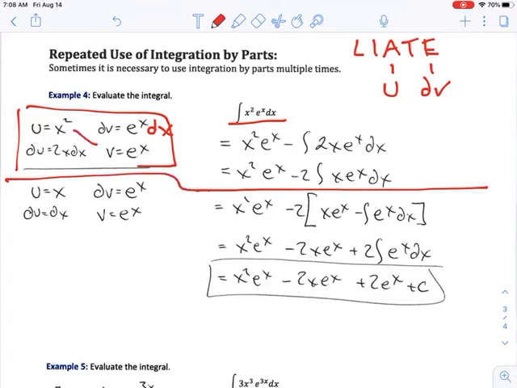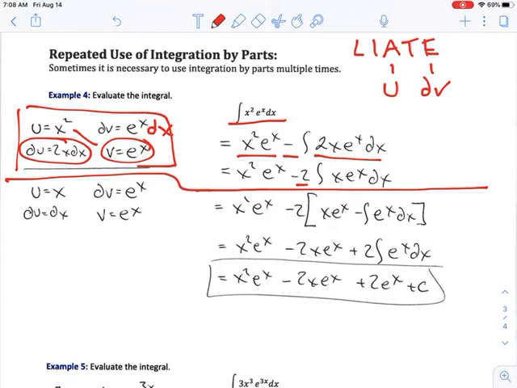We have x squared times e to the x minus the integral of e to the x times 2x dx. We can bring the 2 out in front. And so then we're left with the integral of x times e to the x dx. But we have a problem here. We still don't know how to integrate that. That's an integration by parts problem.